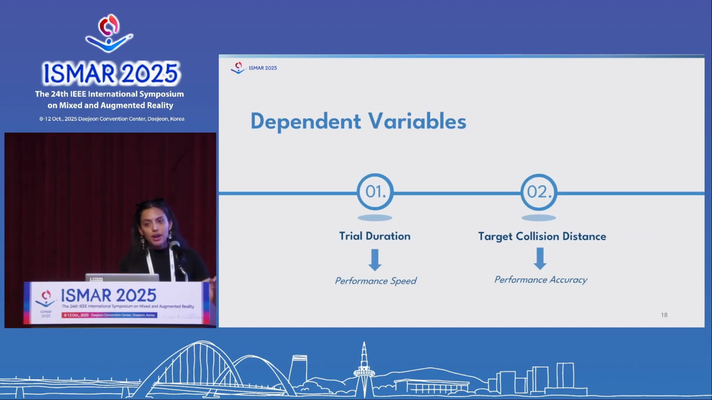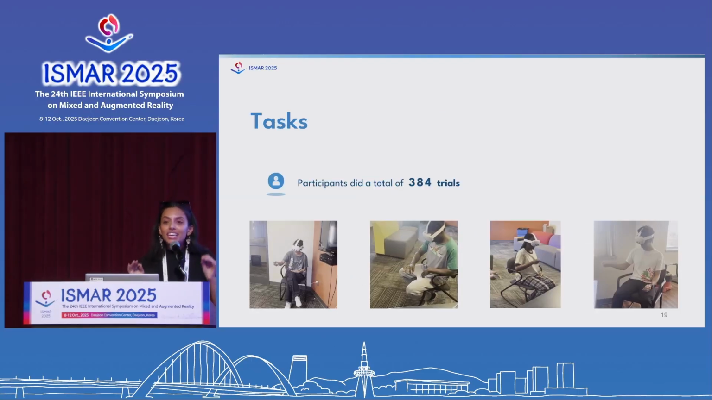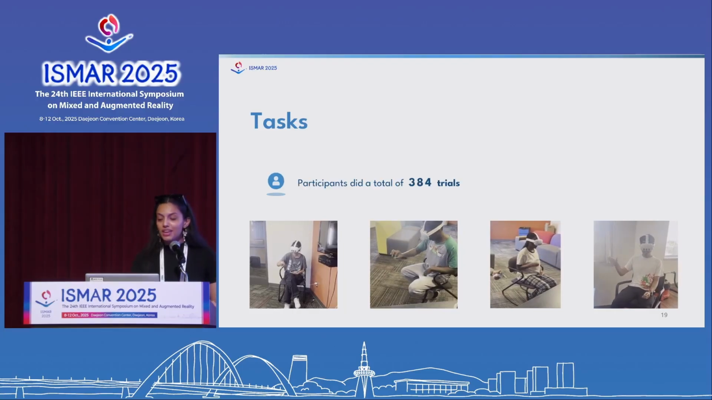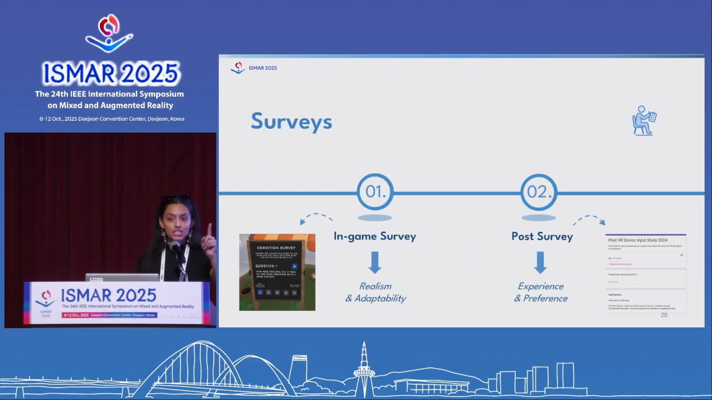In every trial, we measured our dependent variables, which were trial duration for speed and the target collision distance for accuracy. Each of our participants performed a total of 384 trials. And after completing a single condition, we had them do an in-game survey that rated their perceived realism and adaptability to the avatar input pairing that they just experienced. And after completing the entire study, they did a post-survey that got their overall experience and preferences.